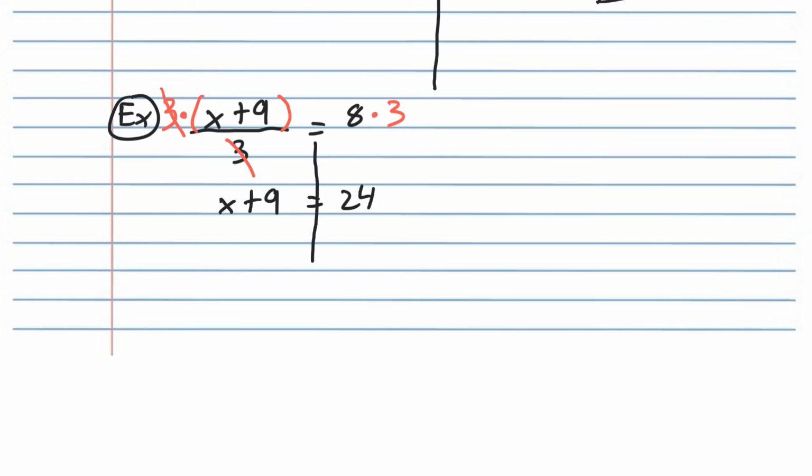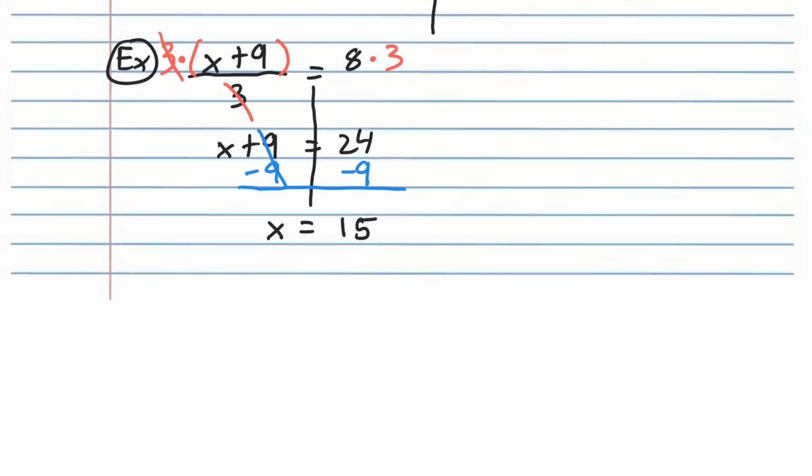It's positive 9, so to get rid of it, we subtract. Whatever you do to one side, do to both. This is a 0 pair. x is now by itself. And 24 minus 9 gives us 15. Okay? So those are the type of questions you're going to run into. These are kind of just a review of some basic equations.